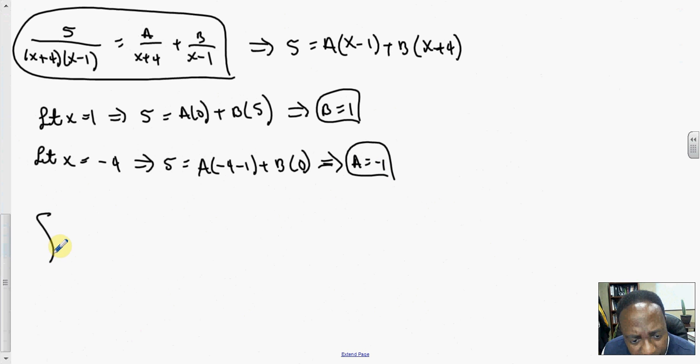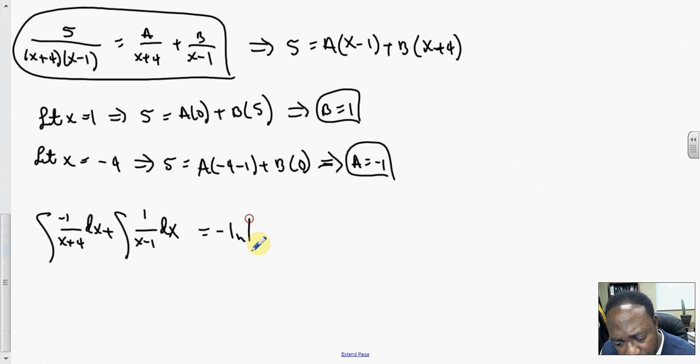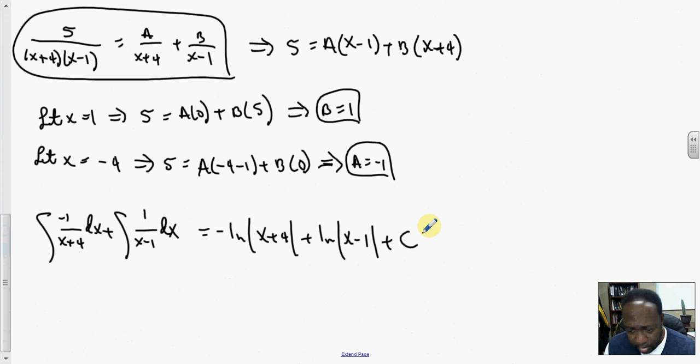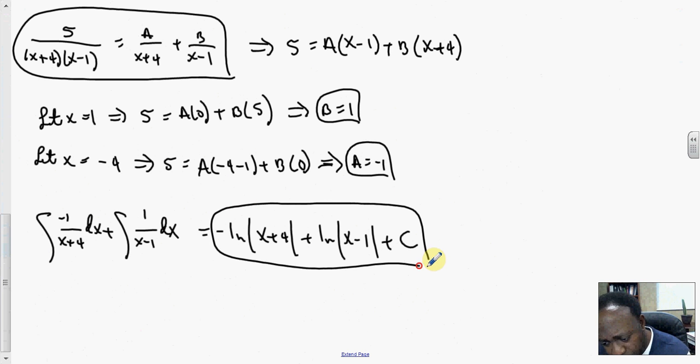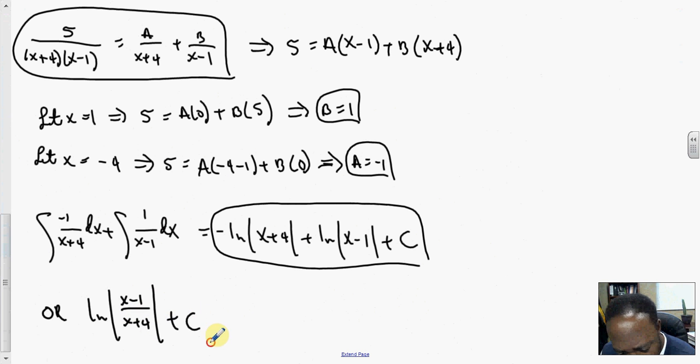So if that be the case, then we have the integral of a, which is negative 1 over x plus 4 dx, plus the integral of b, which is 1 all over x minus 1 dx. So this gives us negative the natural log of the absolute value of x plus 4 plus the natural log of x minus 1 plus c. What I was saying before about writing the natural log as one expression, you can write this as the natural log of the absolute value of x minus 1 all over x plus 4 plus c.